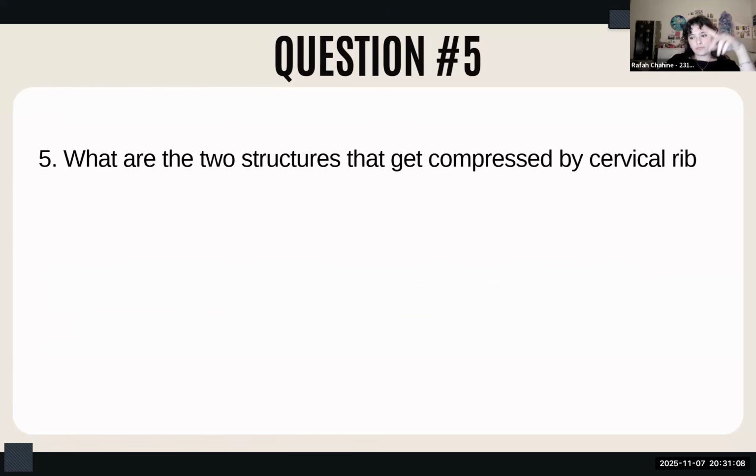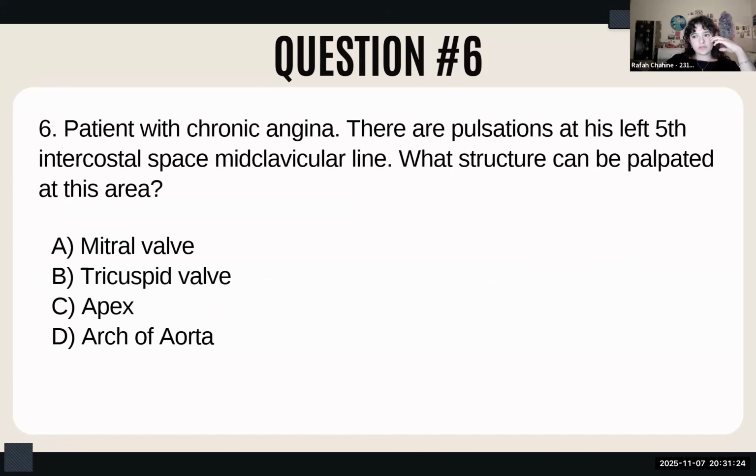Awesome. We have two questions left after this. Question number 5: what are the two structures that get compressed by the cervical rib? Pretty simple, we said it. Yes, awesome.